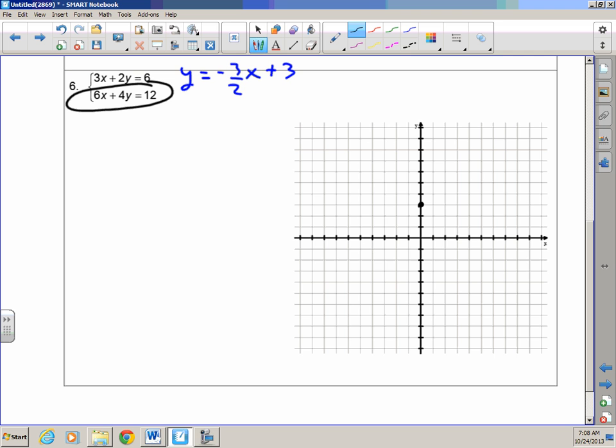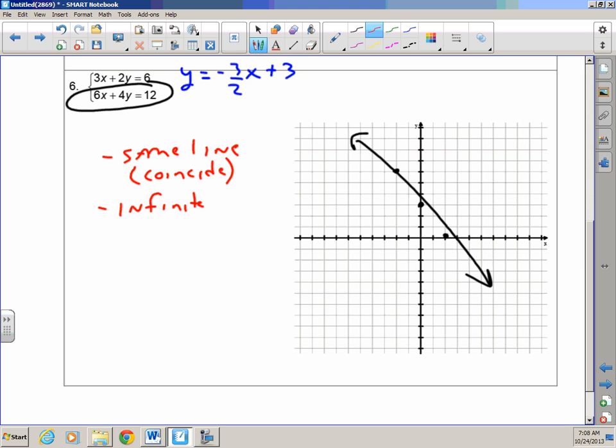wrong mathematically. I go up 3 over 2, down 3 over 2. And I just draw one line, and what I indicate is that the lines are the same line, meaning they coincide, and there are infinitely many solutions. If you might remember, when you solved equations and all of the variables disappeared and you got a true statement, we said that the solution set was all real numbers. It's the same exact concept.